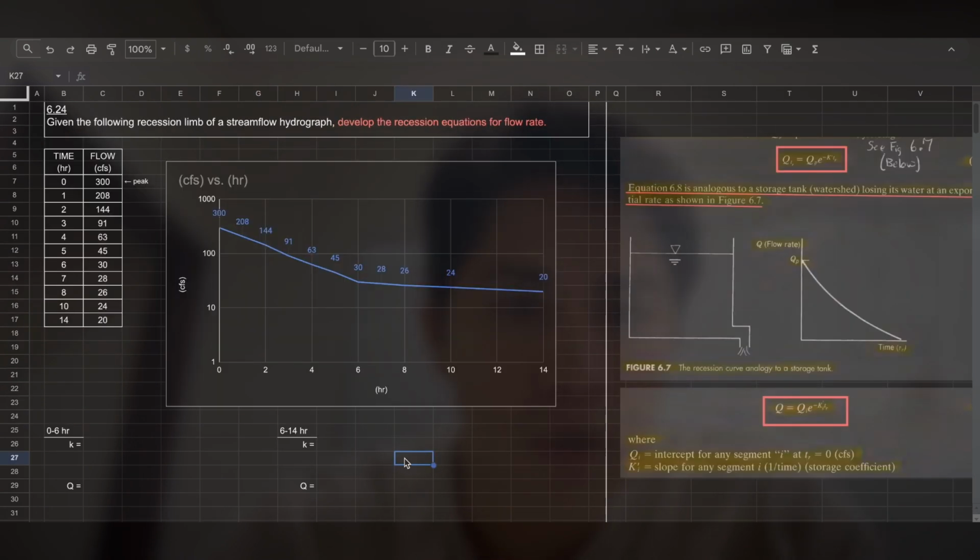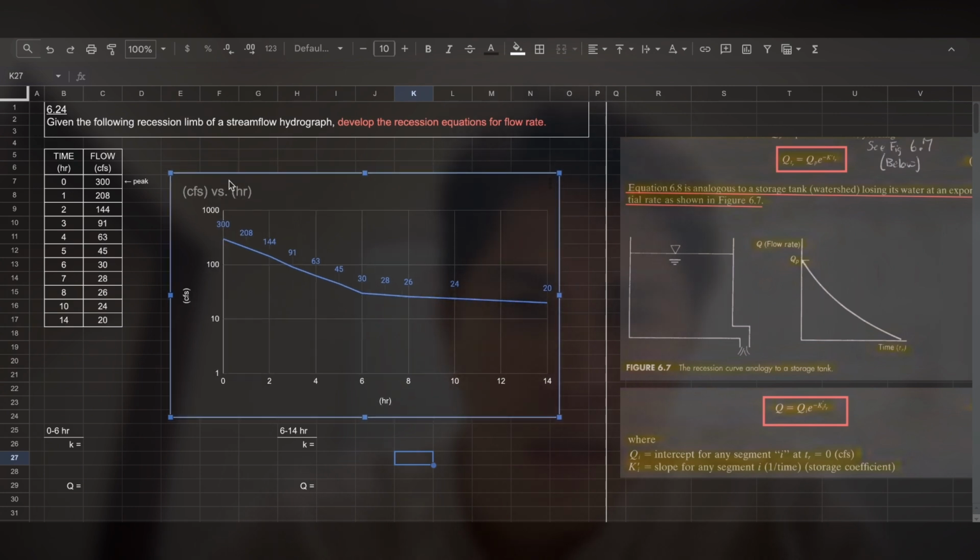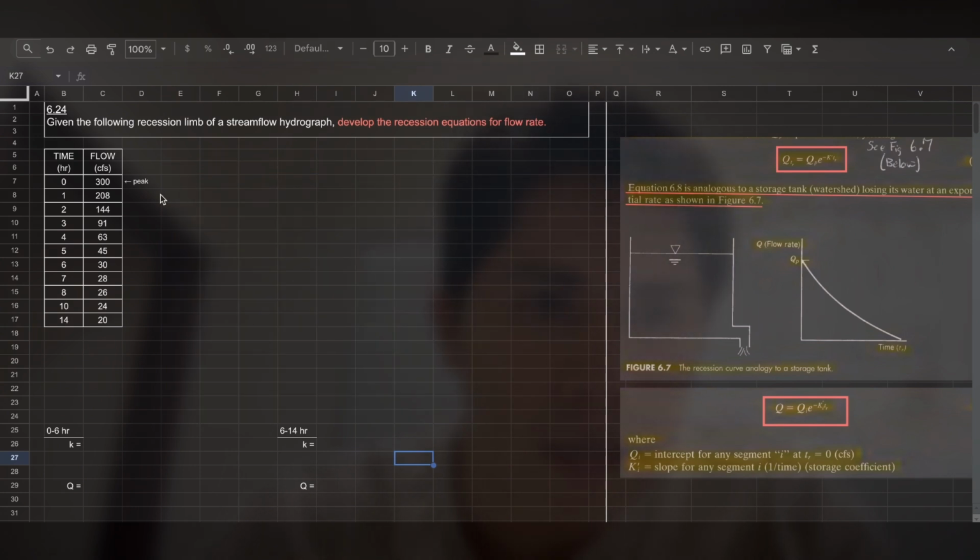For problem 6.24, I actually already have it plotted here. I'm going to explain how you get here. Let me delete it so you guys know how to do it on your own. If you're having trouble, you can follow this video.